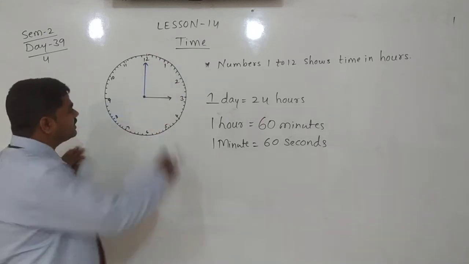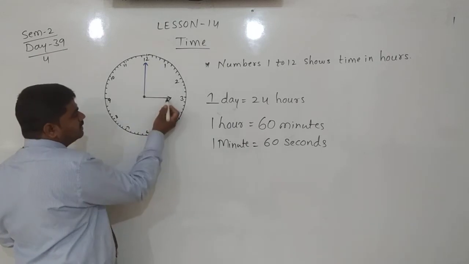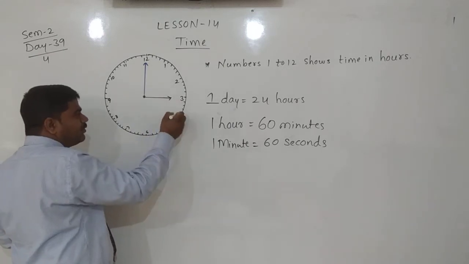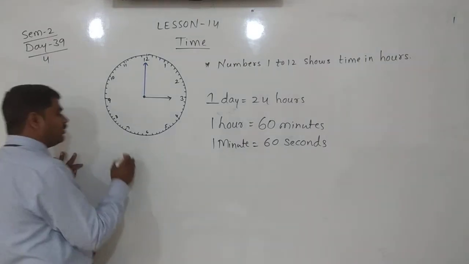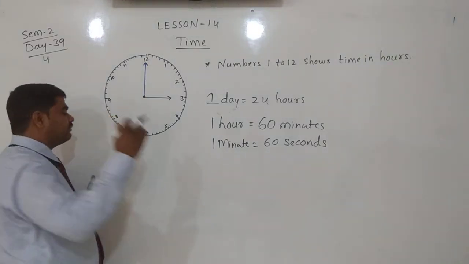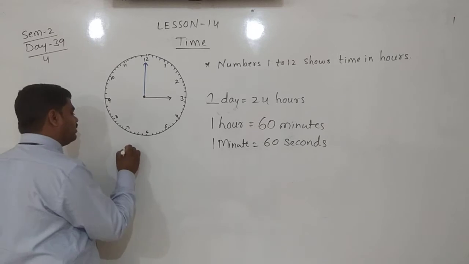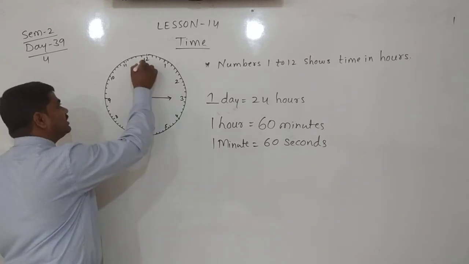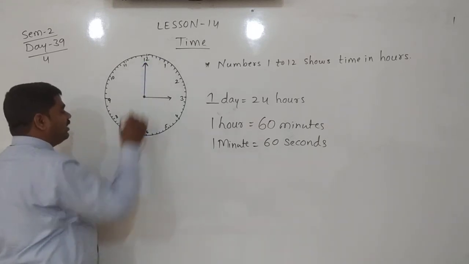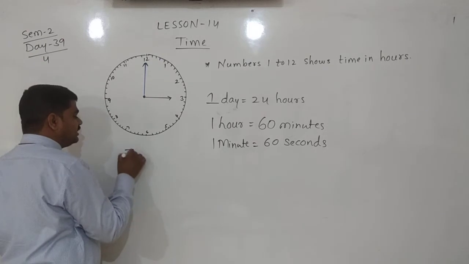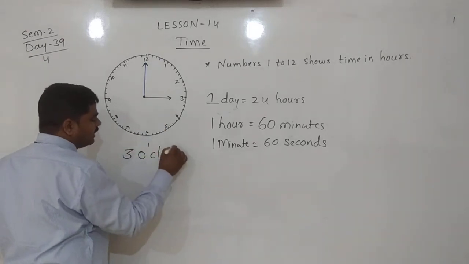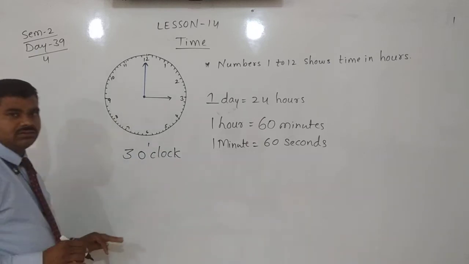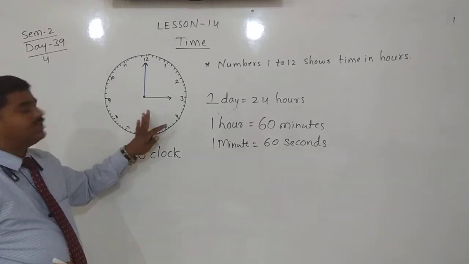If it completes 1 round, the hour hand moves from 3 to 4. Now we can read this clock. What's the time now? We are learning from the hour hand also. If the minute hand shows 12, we should read o'clock. This is 3 o'clock. What's the time? 3 o'clock. Clear? 3 o'clock.